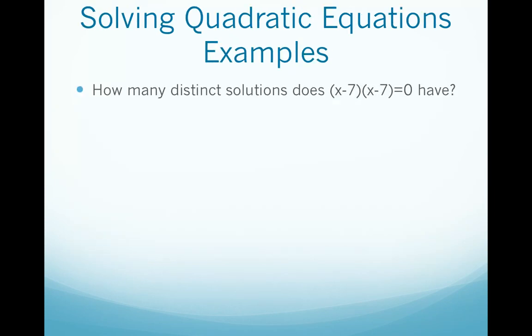When you go to solve, you might see questions that say how many distinct or how many unique solutions does a quadratic have? Those two terms are interchangeable. So here, x minus 7 and x minus 7, this is in factored form, but both factors give us x equals 7. So it's only one unique solution.